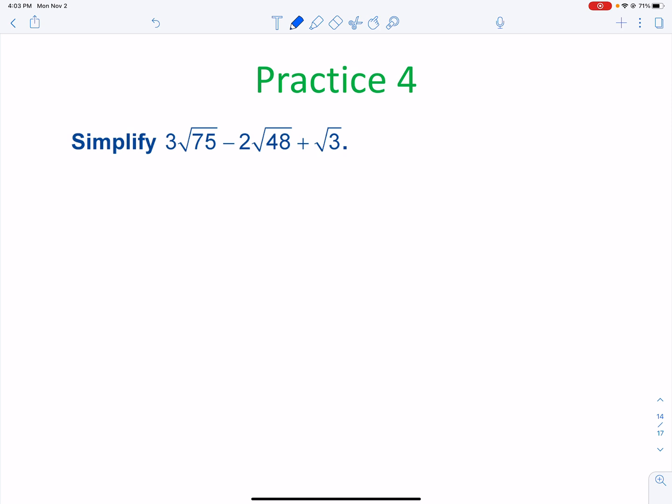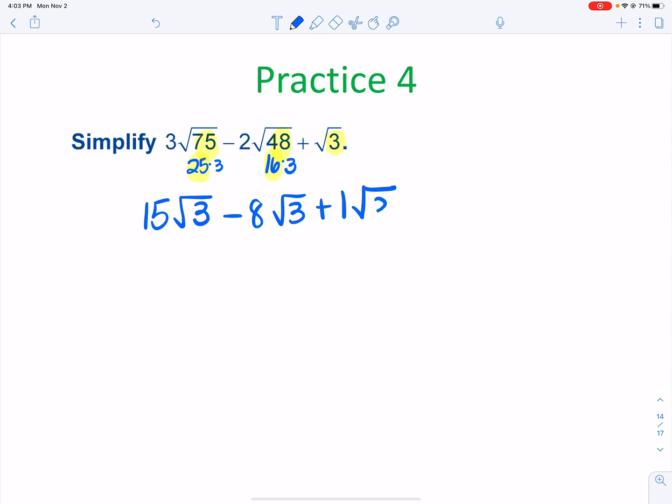Pause and try it. 75, these are not the same, so I'm going to see if I can rewrite them. 75 is 25 times 3. The square root of 25 is 5, times 3, so I'd have 15 root 3. 48 is 16 times 3, which is a perfect square, so 4 times 2 is 8 root 3. Plus, I'm going to put a 1 here because there is one of those. So now these are like terms, so 15 minus 8 is 7, 7 plus 1. So my answer is 8 root 3.